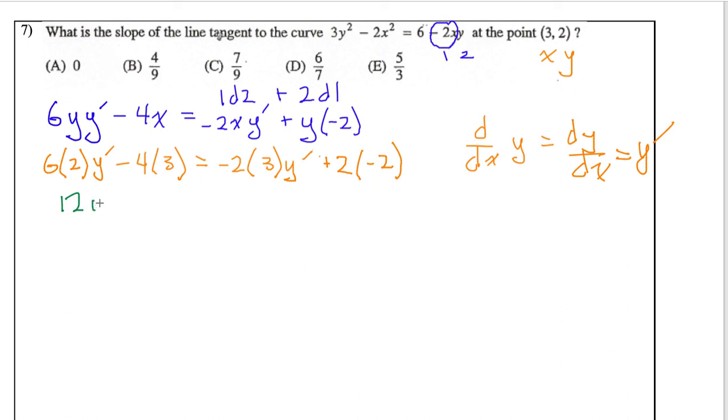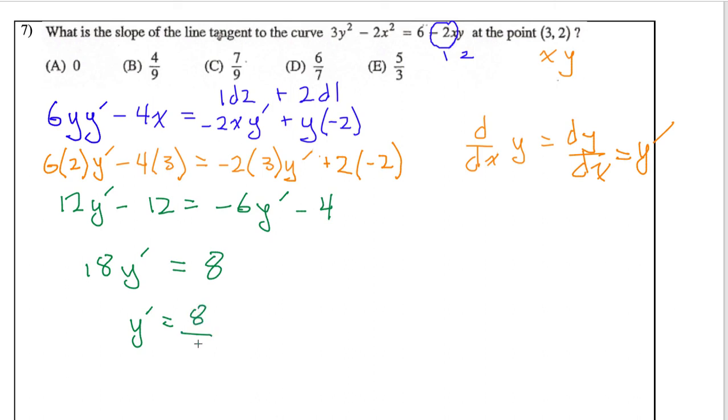This is going to be 12y prime minus 12 is equal to negative 6y prime minus 4. I'm going to get my y primes on the left-hand side, so I have 18y prime. I'm going to get my constants on the right-hand side, so I add 12 to both sides, and I get 8. Divide both sides, and I get y prime is equal to 8 over 18, or 4/9. Correct answer, B.